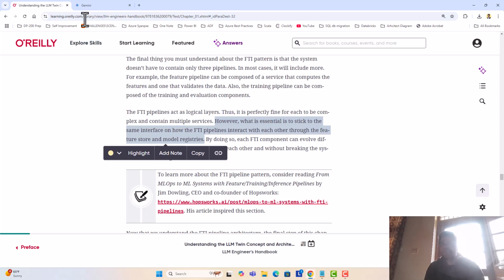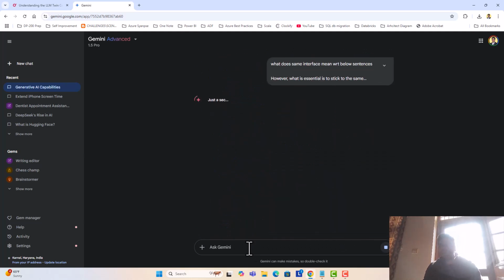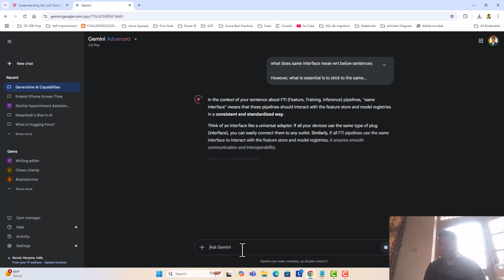I didn't get the difference. I didn't understand the meaning of same interface. So let me ask Gemini. What does same interface mean with respect to the below sentences? So let's see what it shows.